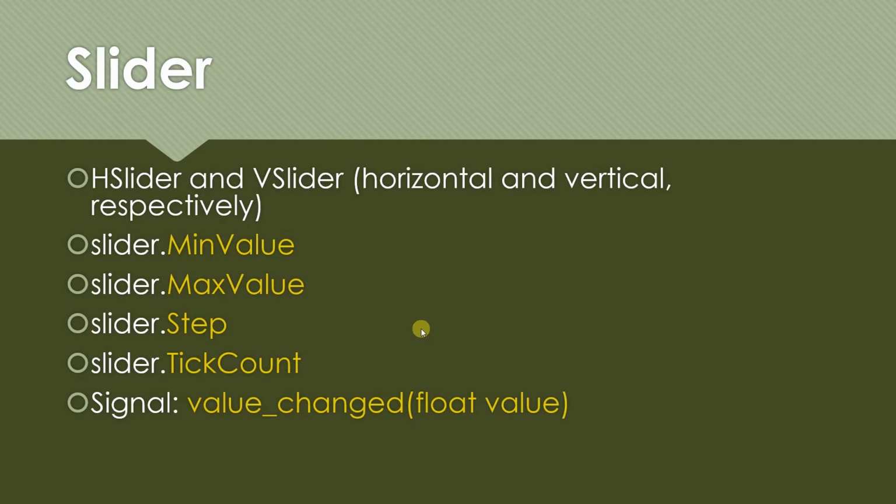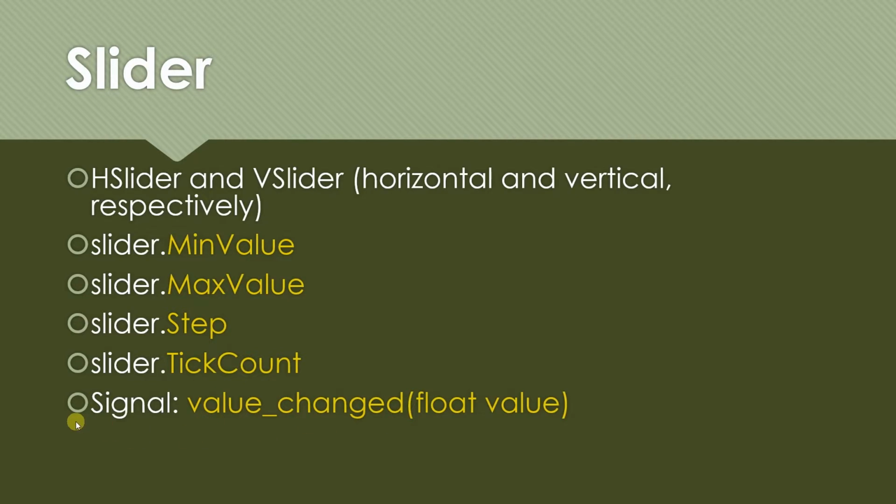Step is how much the number increments by, right? So if I make the step 2, then you would go from your minimum to minimum plus 2 and then minimum plus 4. So if your minimum is 0, you'd go from 0 to 2 to 4 to 6. You get the idea. The tick count is in the graphics of the slider. How many little tick marks do you want displayed?